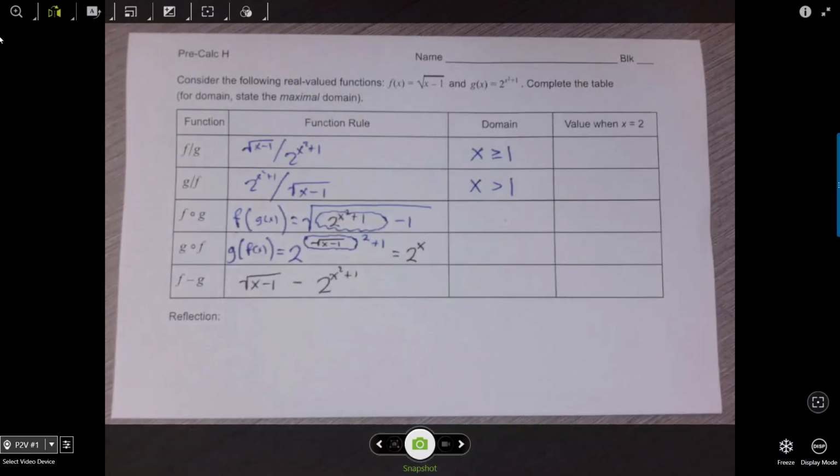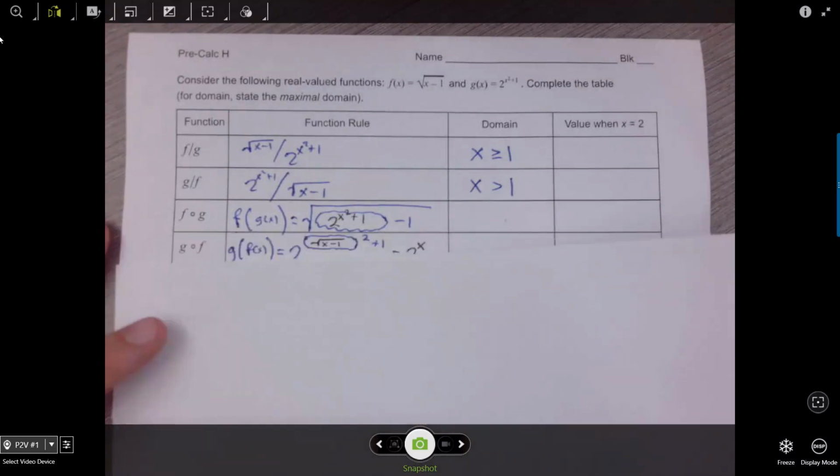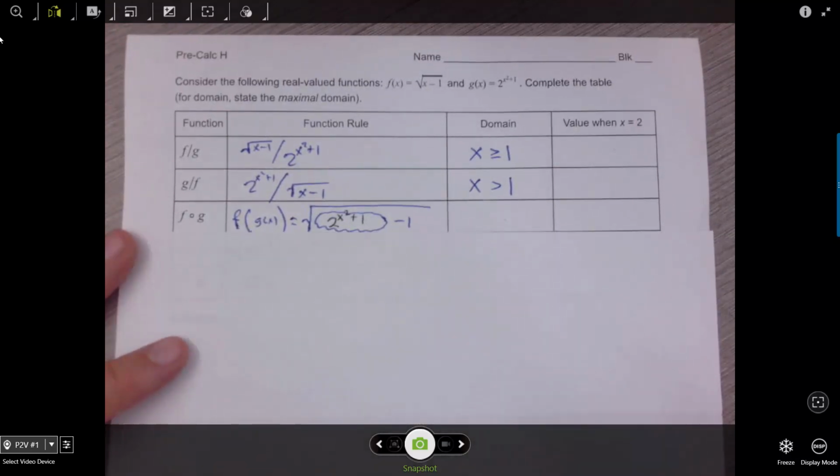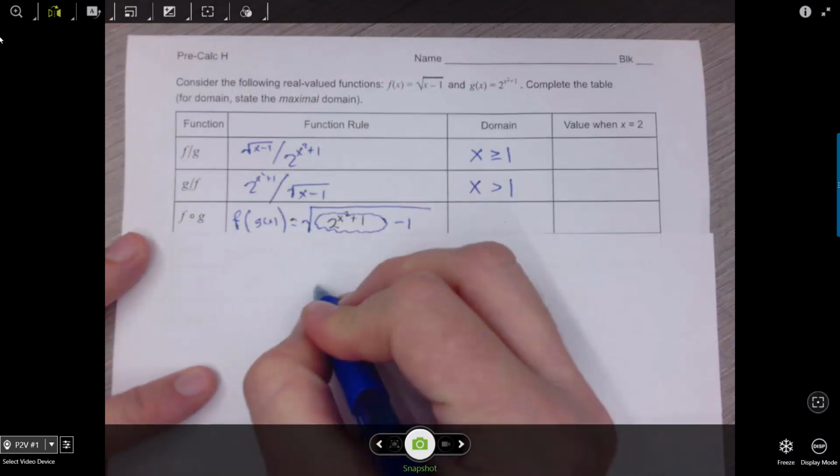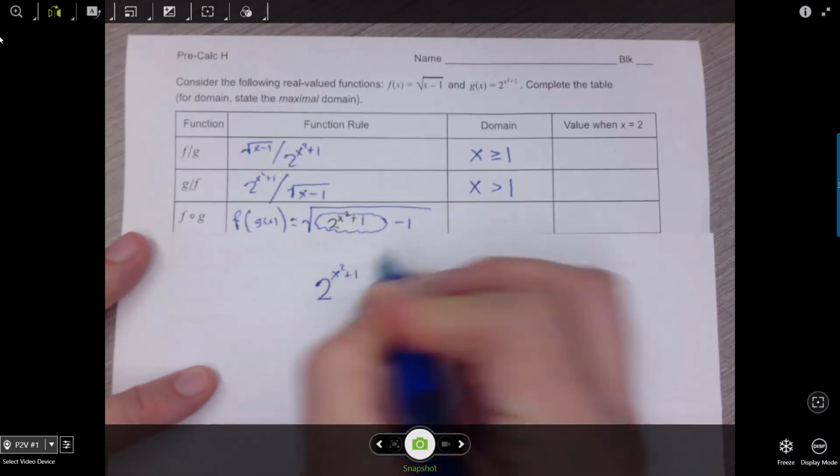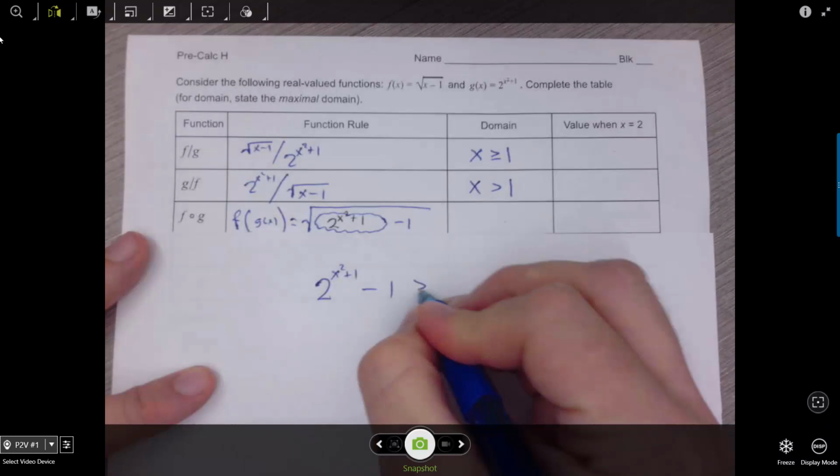Okay, let's keep going. So in this case, we've only got a square root. And we know that what's inside the root must be non-negative. So it's got to be greater than or equal to 0.